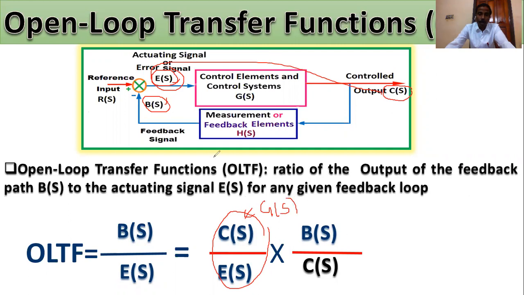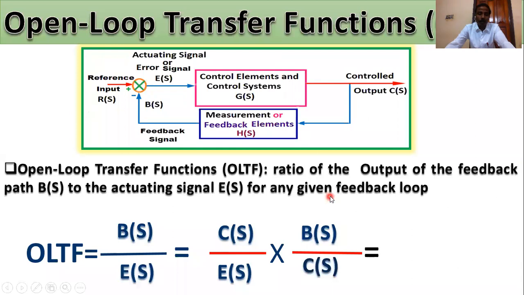Similarly, B(s), the primary feedback signal, divided by C(s), the controlled output, is the output divided by input, equal to H(s). So the open loop transfer function B(s)/E(s) is equivalent to G(s) into H(s). That means the product of the forward path gain and feedback path gain is called the open loop transfer function. This is the open loop transfer function concept.